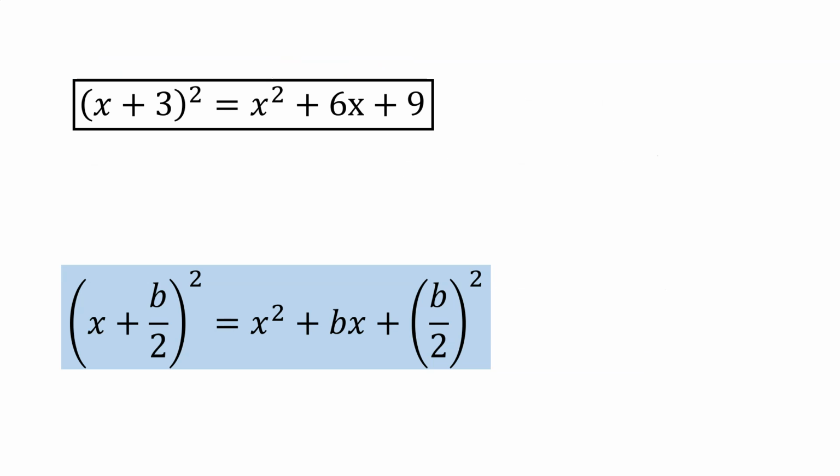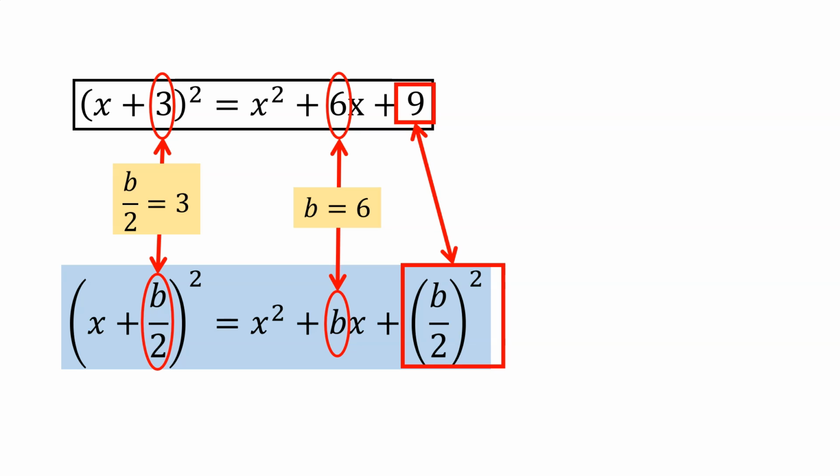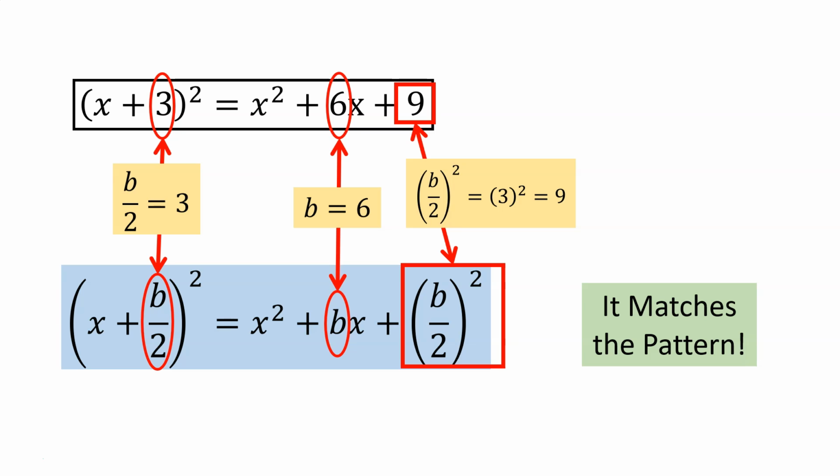Let's compare this to the perfect square pattern introduced earlier. First, let's identify the value of b. b is 6. Then identify b over 2, which is 6 over 2, which equals 3. Finally, b over 2 squared is 3 squared, which is 9. So this result matches the pattern. Notice how that middle coefficient, in this case 6, is always twice the constant in the perfect square, 3. This is because adding the cross terms from the previous page always doubles this value.